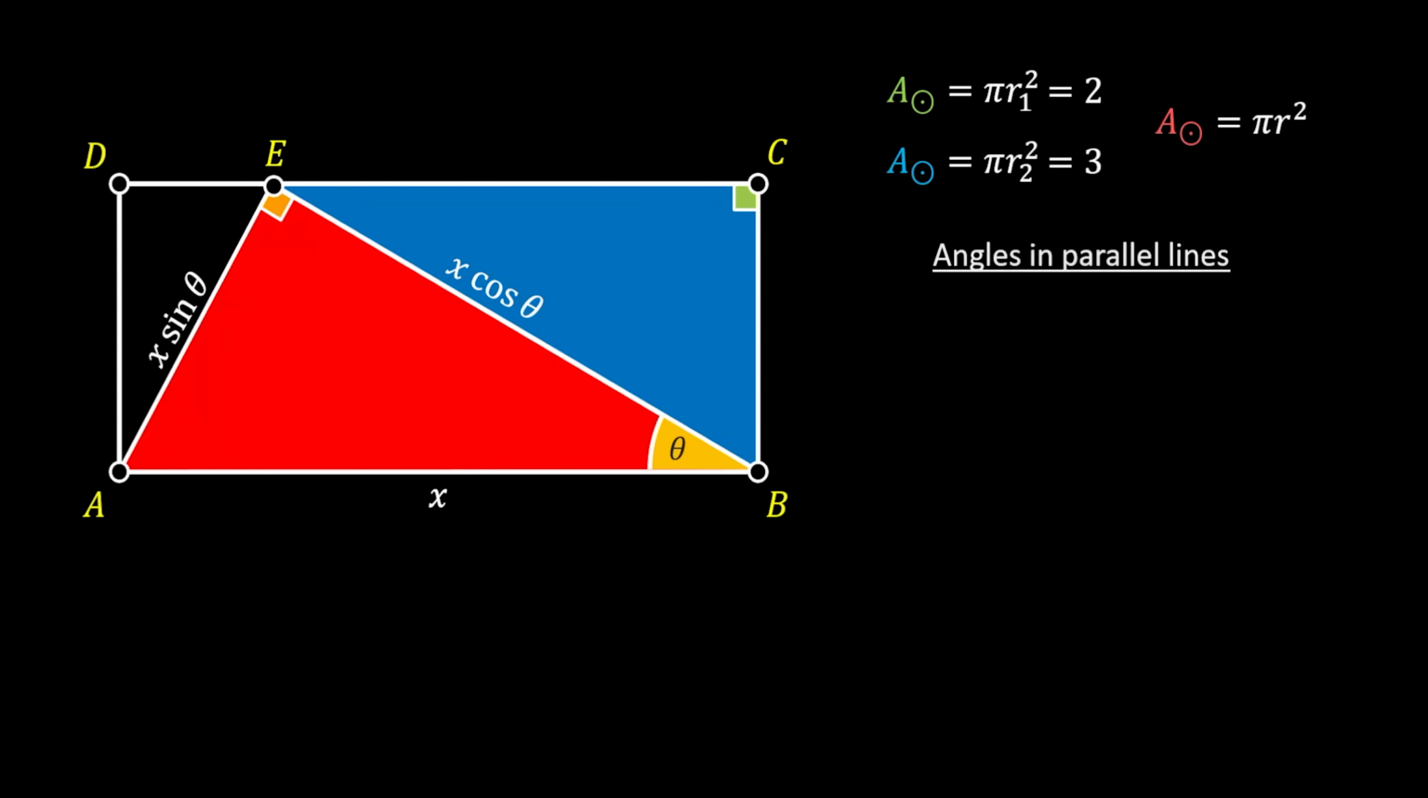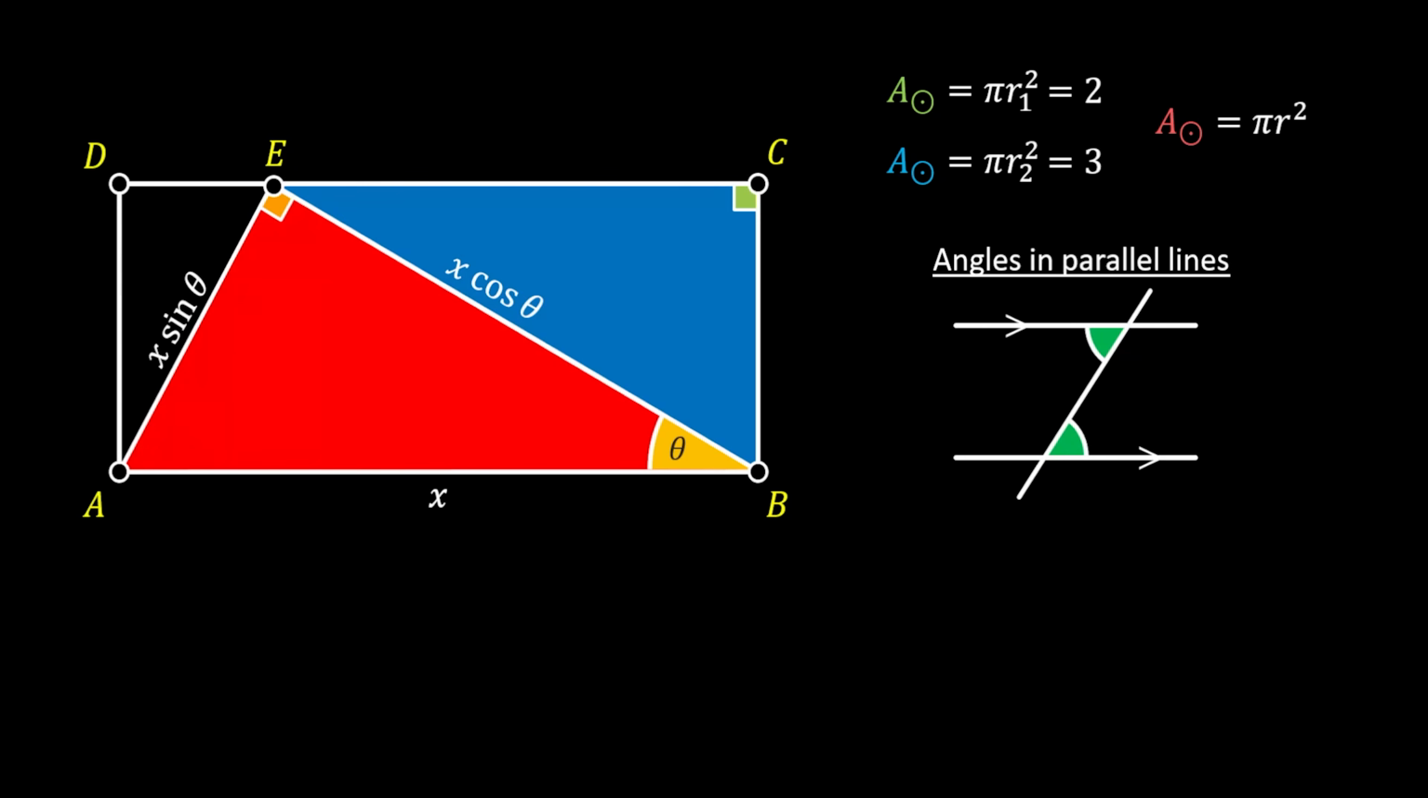Now let's use a really interesting theorem, which is called the angles in parallel lines. This theorem states that if we have 2 parallel lines and we pull a line through them, which is called a transversal, then the alternate angles must be identical. As you can see, this is exactly the case on our sketch on the left, because the lines AB and EC are parallel lines and the line EB is a transversal. This means that the acute angle at the point B, which is theta, must be identical to the acute angle at the point E, since those 2 angles are alternate angles.